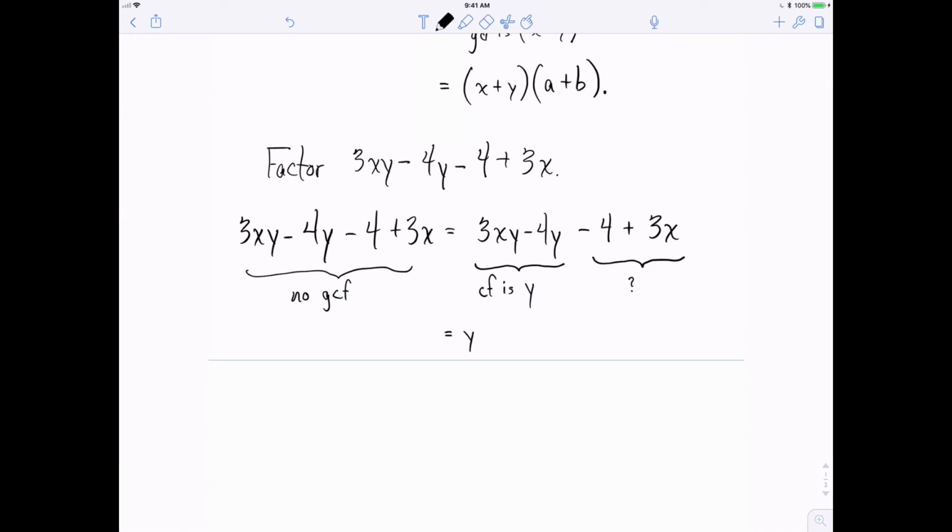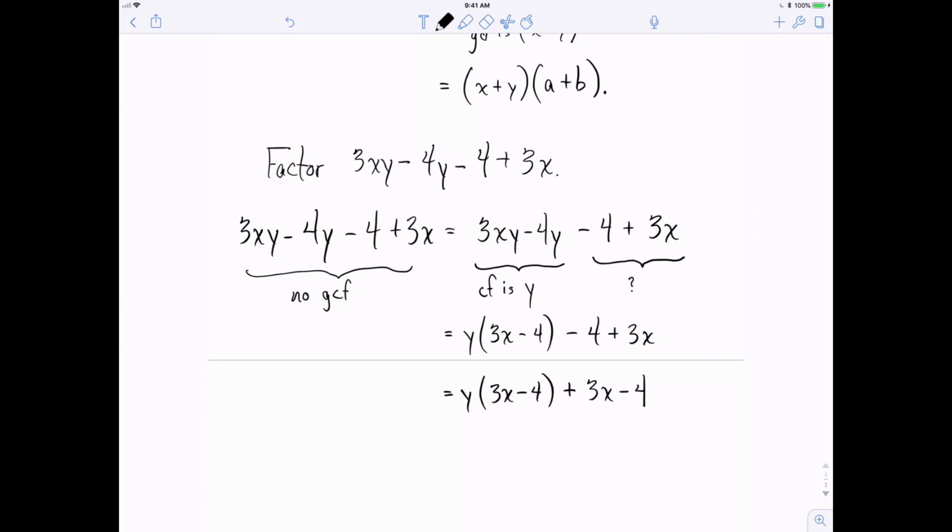So my first group becomes y times 3x minus 4. Now, look at this: minus 4 plus 3x. If this is just addition, I could switch the order of those. So I could say that's y times 3x minus 4. I could also write this as plus 3x minus 4.